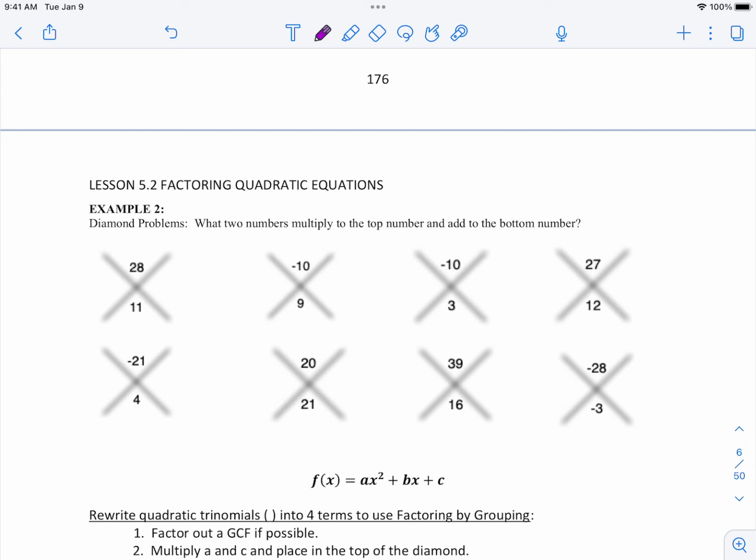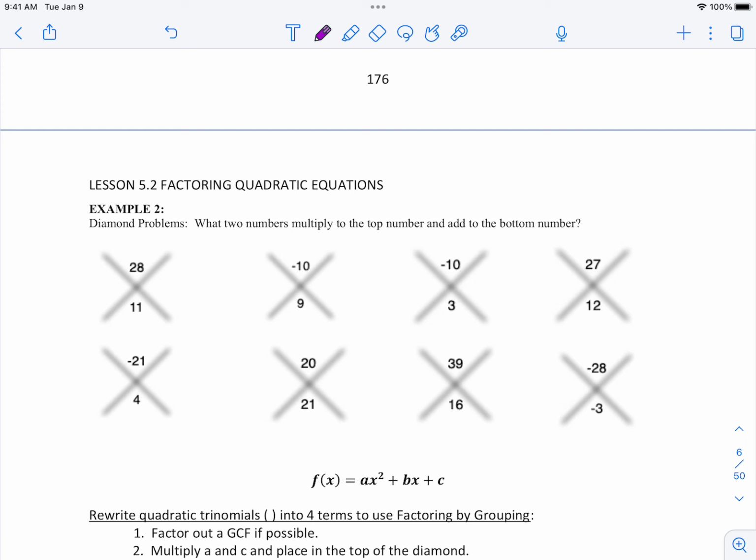Hi everyone. Today we're doing notes for 5.2, factoring quadratic equations. So we're starting on page 177 today with these diamond problems. It says what two numbers multiply to the top number and add to the bottom number.